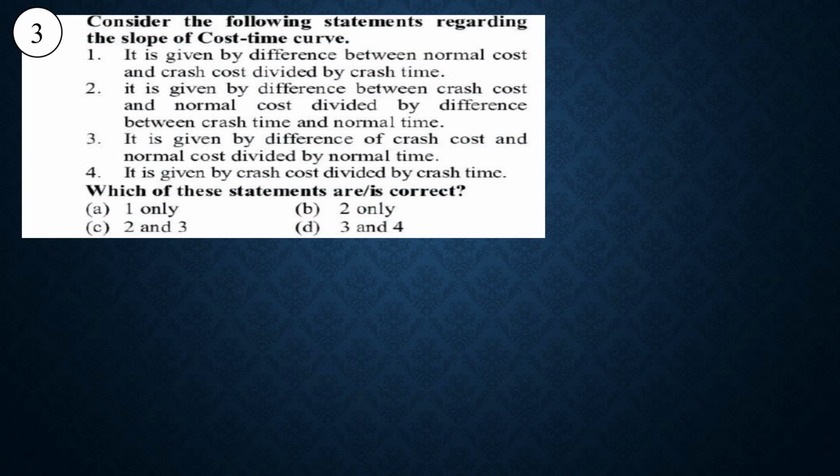Third question. Consider the following statements regarding the slope of the cost-time curve. First, it is given by the difference between normal cost and crash cost divided by crash time. Second, it is given by the difference between crash cost and normal cost divided by the difference between crash time and normal time. Third, it is given by the difference between crash cost and normal cost divided by normal time. And last, it is given by crash cost divided by crash time.